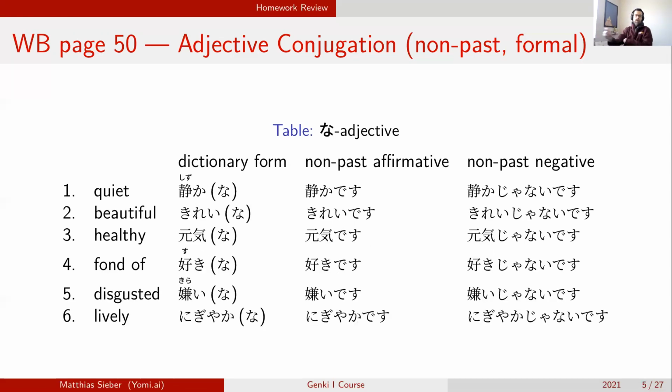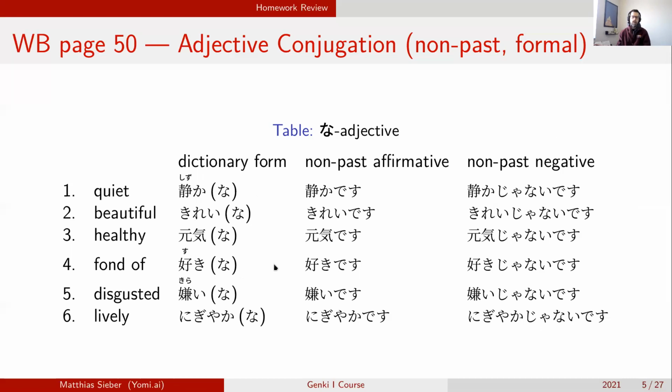Okay, moving on. Next, we have our na-adjectives also on the same page, right? So here, for dictionary form, whether you put the na in there or not, it's fine, right? Doesn't really matter. So quiet, we have shizuka na, right? Because it's a na-adjective. So just by itself, something is quiet, shizuka desu, right? Not quiet, shizuka janai desu. And then of course we have the other alternatives for janai desu, right? Dewa arimasen, dewa nai, and so on.